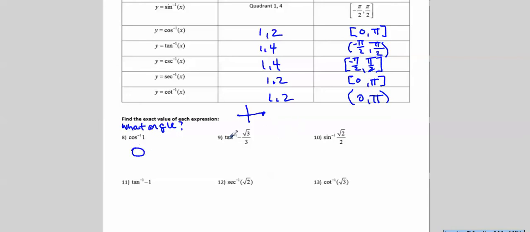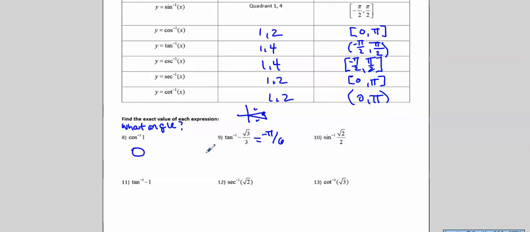For number 9, I want to know what angle has a tangent of negative root 3 over 3. Now tangents could be in the first quadrant or in the fourth quadrant, and if this is negative, it's got to be in the fourth quadrant. So I'm trying to think of what angle that is that I would divide the y by the x and get negative root 3 over 3. I'm thinking that my angle is going to be negative pi over 6, and I'm just going to check and see if I'm right. Remember that I have to write this as negative pi over 6. I cannot write it as 11 pi over 6 because 11 pi over 6 is not on the interval for tangent. Tangent has to be between negative pi over 2 and positive pi over 2.